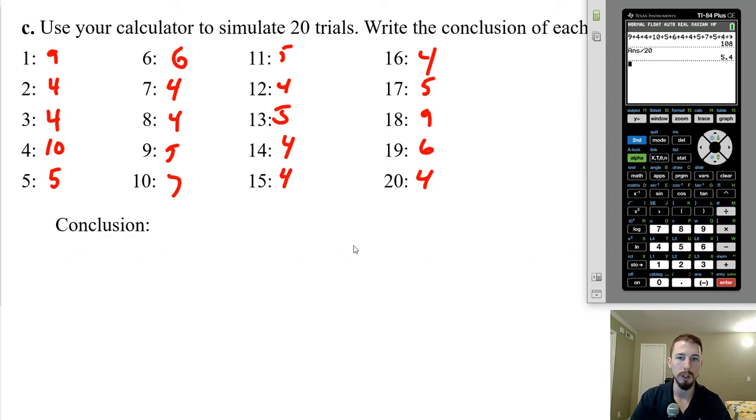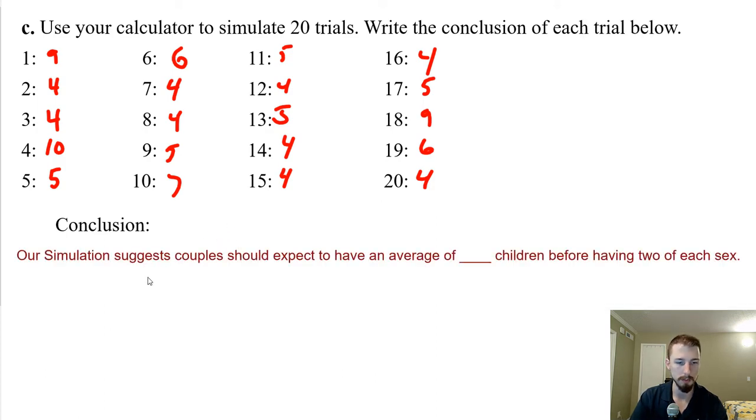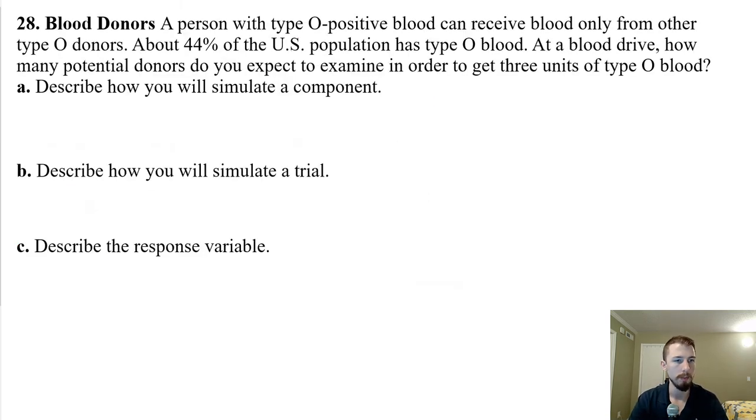So our conclusion is that our simulation suggests, on average, we would expect a couple to have 5.4 children before having 2 of each sex. So it's a bit wordy, but our simulation suggests couples should expect to have on average 5.4 children before having 2 of each sex. All right, number 28, blood donors.